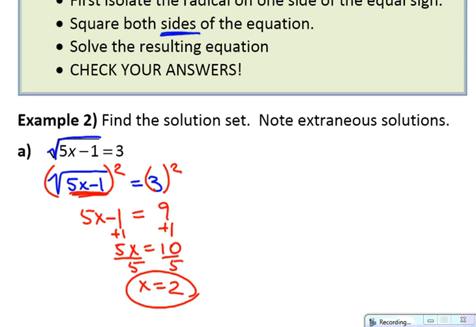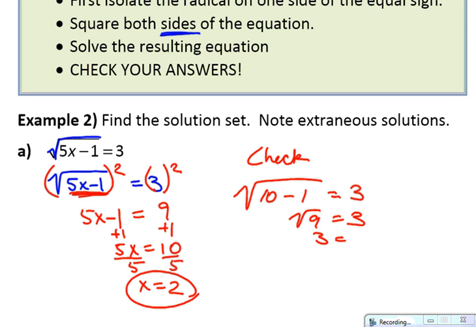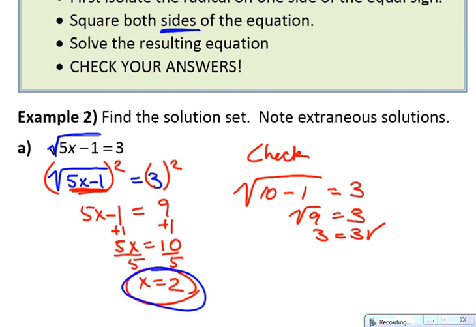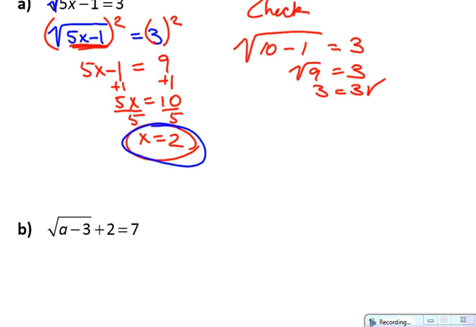I probably should have circled it yet, because I still need to check. So let's check it to make sure that 2 actually works. I have the square root of 5 times 2, which is 10, minus 1 is equal to 3. So the square root of 9 is 3. 3 is equal to 3, so that checks. And now I can circle my answer and say that 2 does indeed work and is a solution.